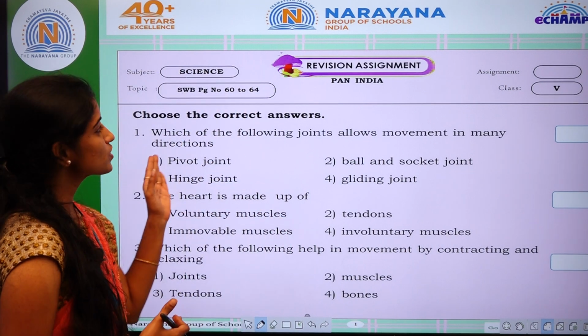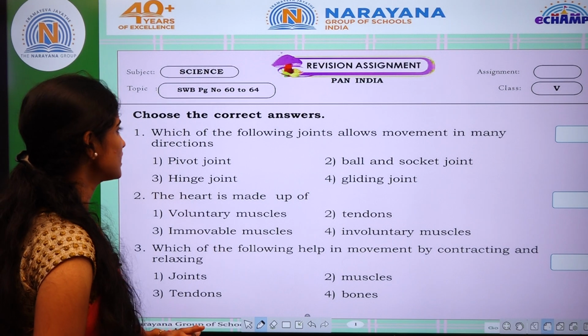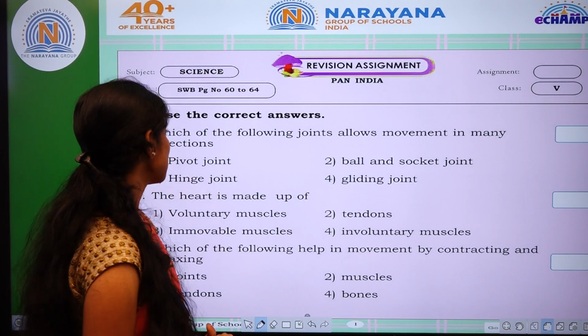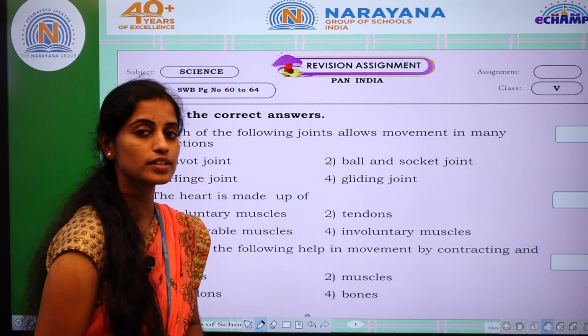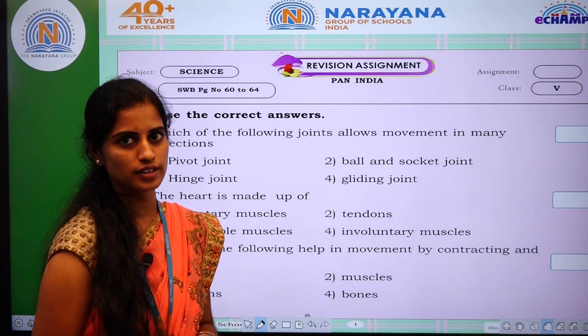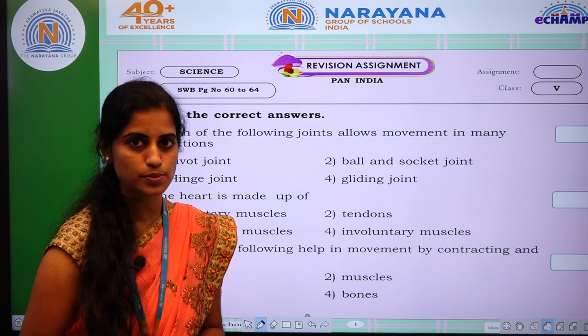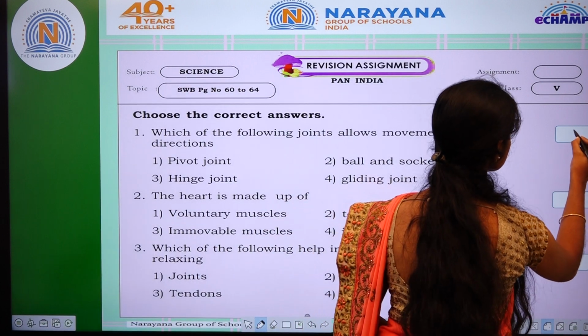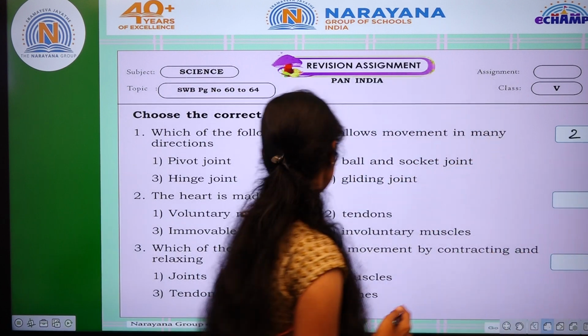See, choose the correct answers. First one, which of the following joints allows movement in many directions? The joint which allows movement in many directions is the ball and socket joint. Where is that ball and socket joint present? Shoulder joint. Okay. The correct answer is option number 2.